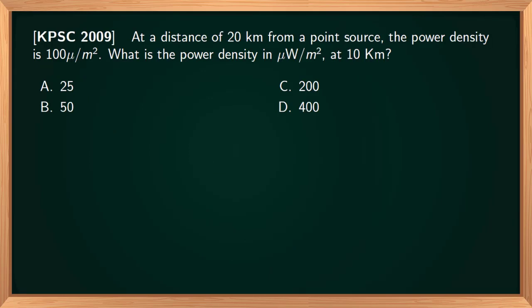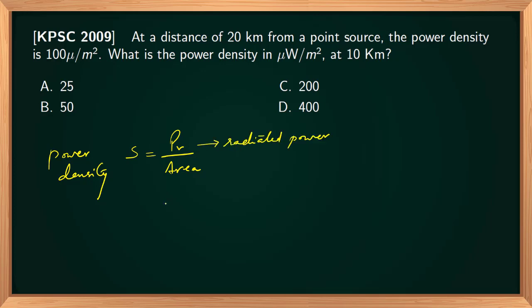In this question, at a distance of 20 kilometer from a point source, the power density is 100 microwatt per meter square. What is the power density in microwatt per meter square at 10 kilometer? Power density is power radiated per unit area. Power density S is PR by area, where PR is radiated power. PR divided by 4 pi r square. Area in a spherical wavefront is 4 pi r square.